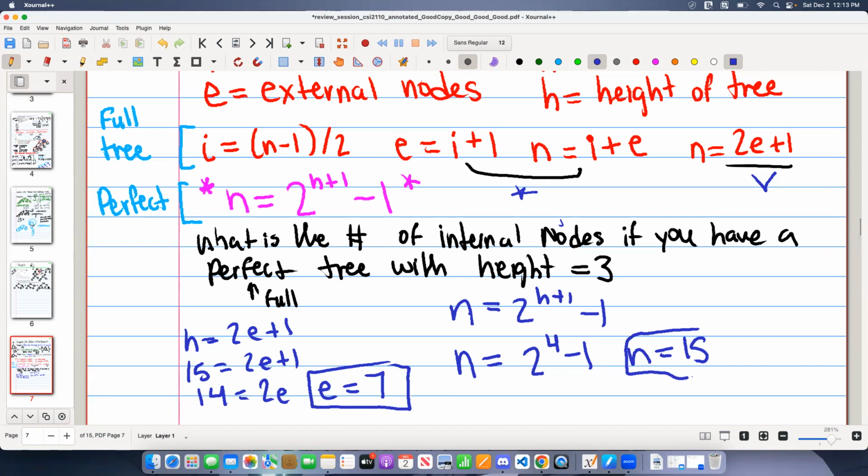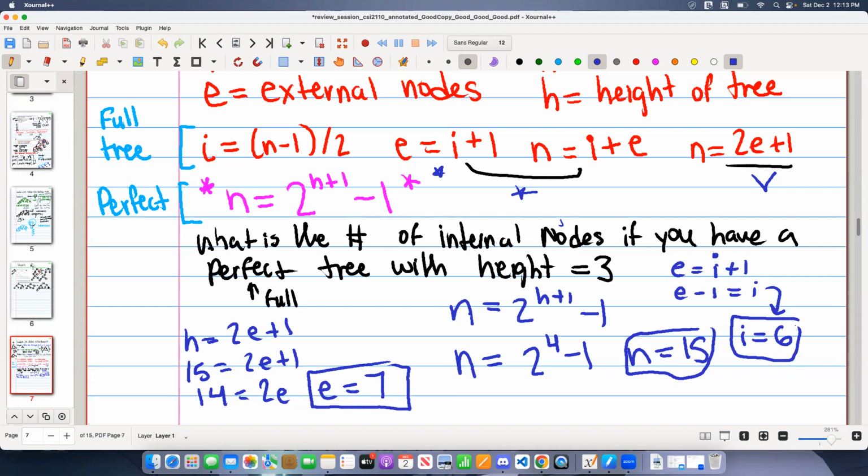You have total nodes, and we know e is equal to I plus 1. We've taken it from here. If you do some quick algebra, you have e minus 1 is equal to I. So now we know that internal nodes is equal to 6. That is kind of it. That's why I said this is like a physics question. They don't give you what you need, but they give you something to solve for it.